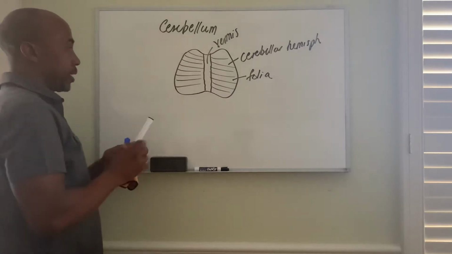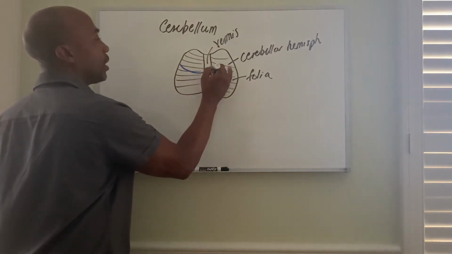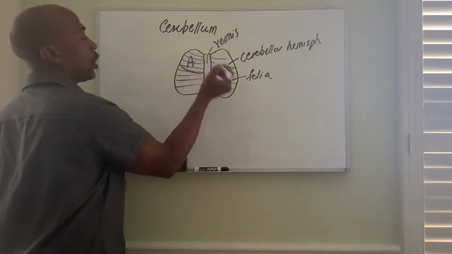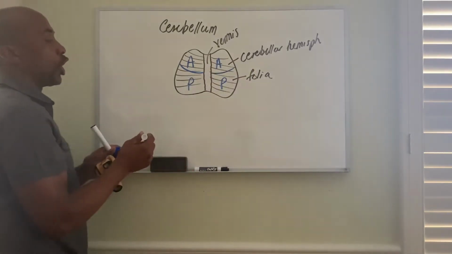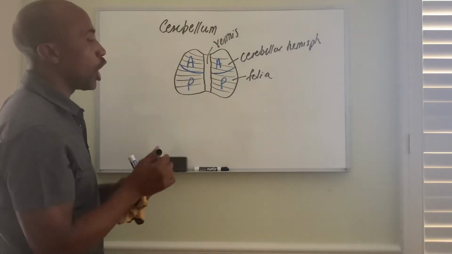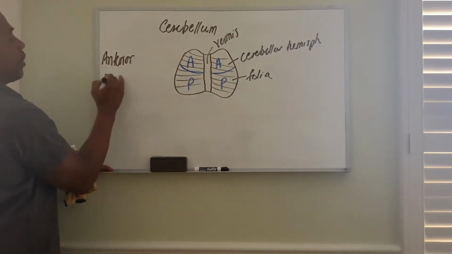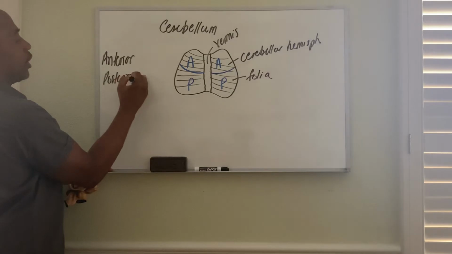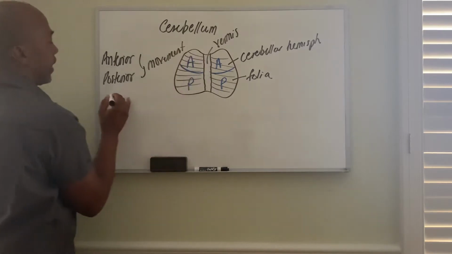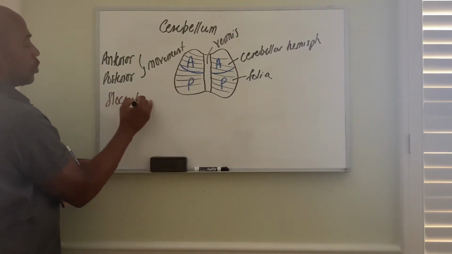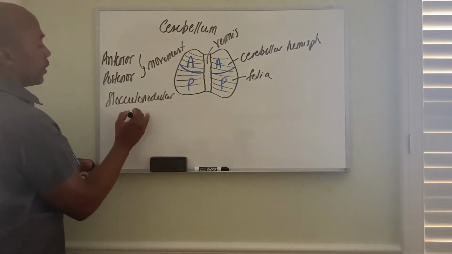And you also have lobes here. There are 3 lobes in each hemisphere. So this first one here, like that, would be the anterior lobe, the posterior lobe. And then there's a hidden lobe called the flocculonodular lobe. So you have 3 lobes: anterior, posterior. These are both involved in movement coordination. And then the flocculonodular lobe is involved in equilibrium.